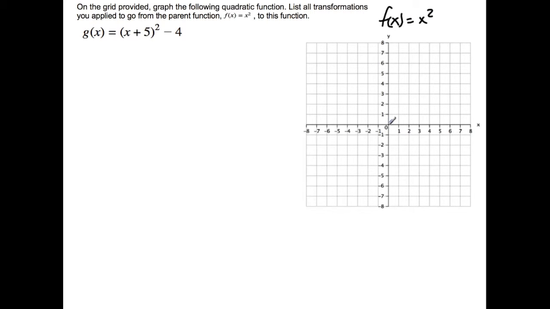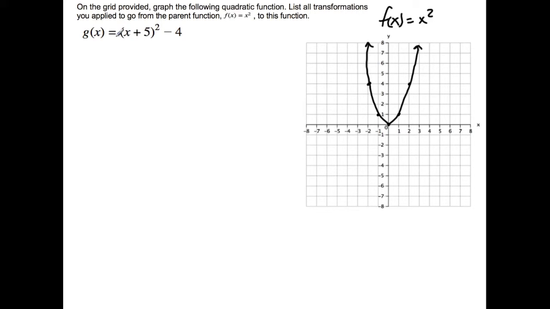Okay, the way I'm going to start this is by graphing my parent function. I know that starts at the origin, 0, 0. I can go right 1, up 1. If I go right 2, 2 squared is 4. I can do it the other way too. Left 1, up 1, left 2, up 4. And I start to get an idea of what my parabola looks like.